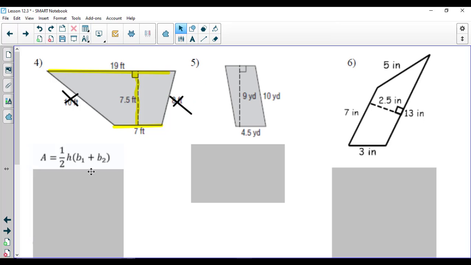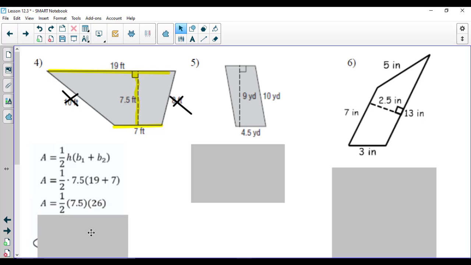So I'll plug in what I know. It's basically just plug and chug once you identify what you need. Just please make sure you're plugging these into the calculator to make sure you know how to plug it in, that you're not making any careless mistakes. So we've got half times the height, which is 7.5, and then in parentheses, 19 plus 7. Remember, the 7 and the 19 can be in a different order, but the 7.5 has to be your height. You can't move that into the parentheses.